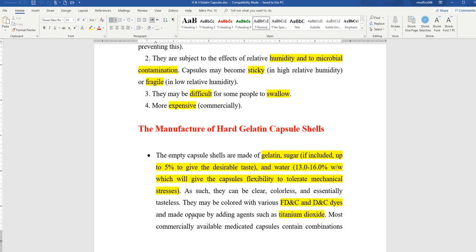Opaque means it doesn't allow the light to pass. Of course, this is good when you don't want the light to get to the ingredients inside the hard gelatin capsules. So what I mean to say is that mainly in the capsule shells you have gelatin and water, sugar, color, opaquant agent, and preservatives, and sometimes lubricants, which are all considered as additional ingredients in the composition. The main thing is gelatin and water.